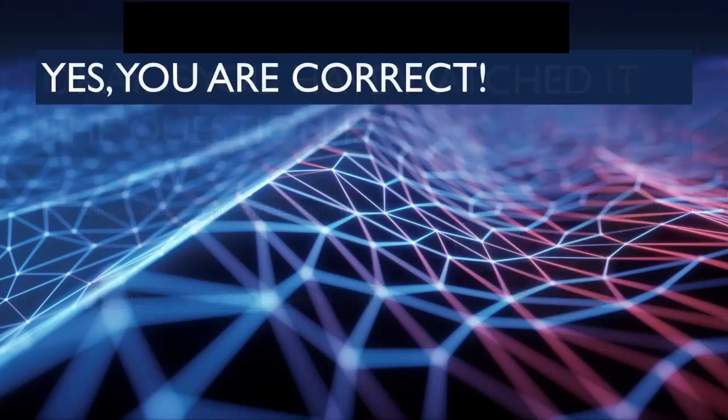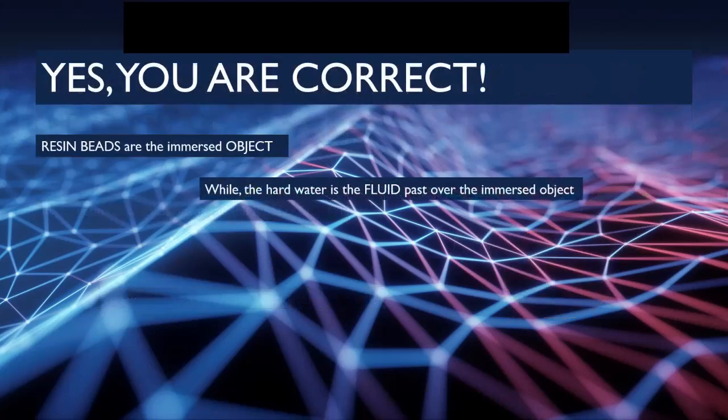So the answer is the immersed object is the resin beads, because it is the solid that is immersed in a fluid, while the hard water is the fluid passing over the immersed object. So in this subchapter, we will talk about fluid flow past the immersed object. Of course, there will be two types of items here. First is the immersed object, which is usually in a solid form. And the second is the fluid passing over the object. So it's a fluid.